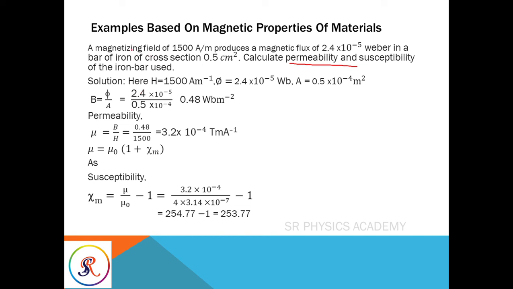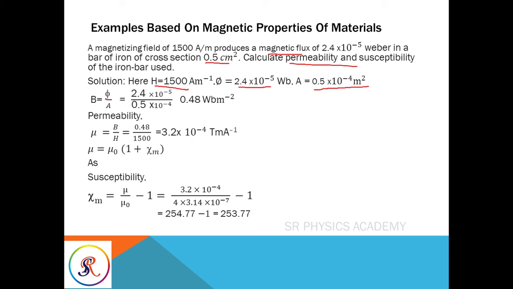Here they are giving magnetizing field H equal to 1500 and magnetic flux phi equal to 2.4 into 10 power minus 5 Weber, and area equal to 0.5 centimeter square. Converted into meter square, we can write 0.5 into 10 power minus 4 meter square. Now we have to calculate permeability and susceptibility.